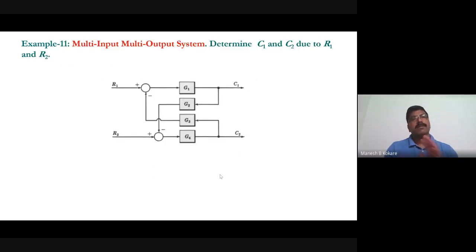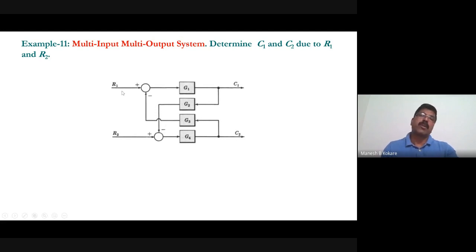Now here, this is the last problem, I think. Multiple input, multiple output system. So find out C1 and C2 due to R1 and R2. Okay, so what will be there? If you are considering R1, at that time consider R2 as 0. So if you are considering R1, then output is C1. If you are considering R2, then output is C2, right?